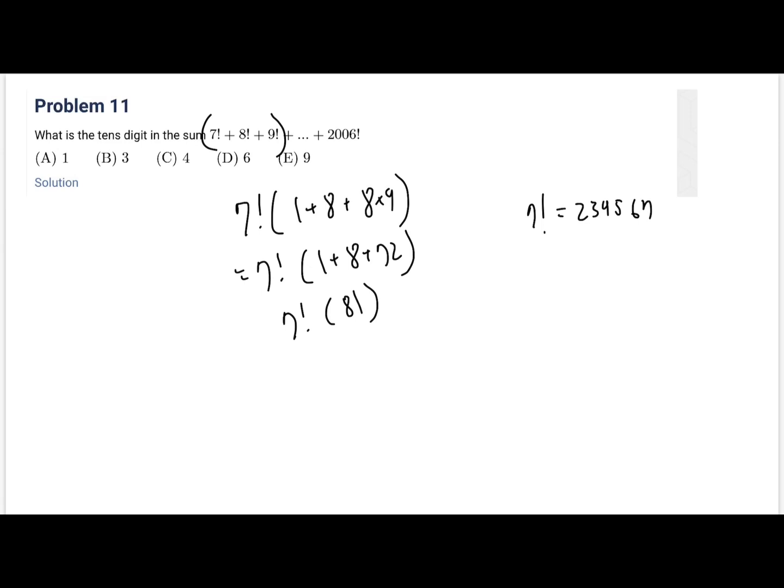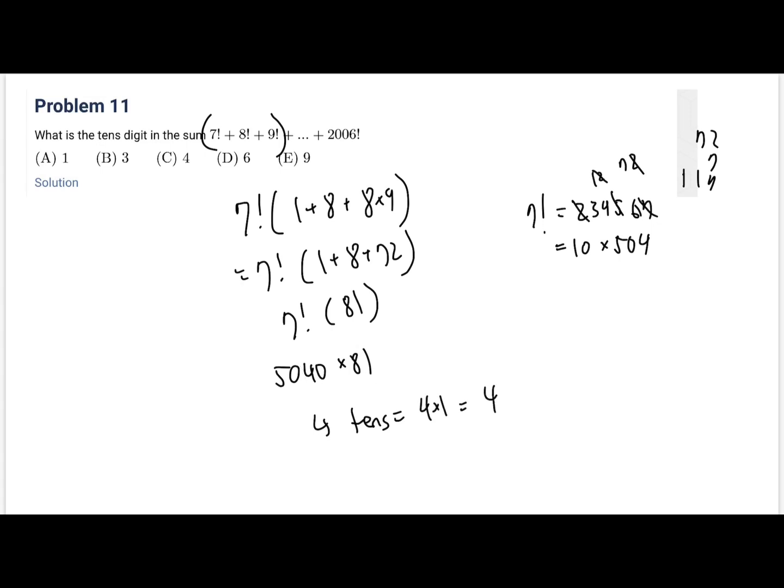The 7 factorial itself would be 1, 2, 3, 4, 5, 6, 7. 3 times 4 is 12, 12 times 6 is 72, 72 times 7 is 504, so it's 5040 times 81, so the tens digit equals 4 times 1. It's 4. So it's C. Problem 11, the answer is C.